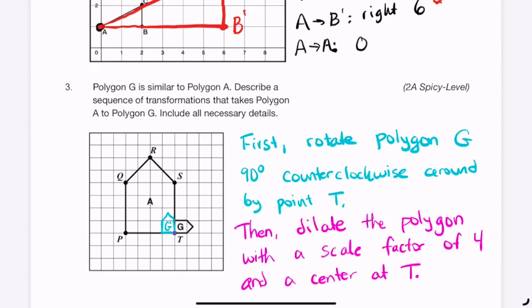Okay, and then we dilate the polygon with a scale factor of 4 and a center at T. Again, this T is my center because that's already in the spot where I want it to be. I want it to stay still, and then I want the shape to get bigger and dilate from that point, and kind of grow from that point. So there we go. Remember, you need all detail here to get full credit for this question. That's why it's a spicy level question. You need the degree, the direction, the center for the rotation, and the scale factor, and the center for the dilation.